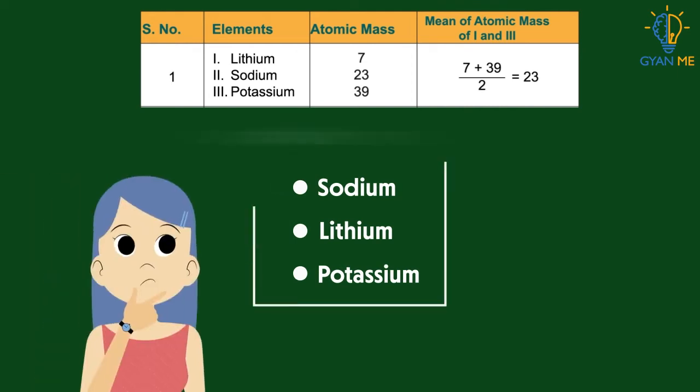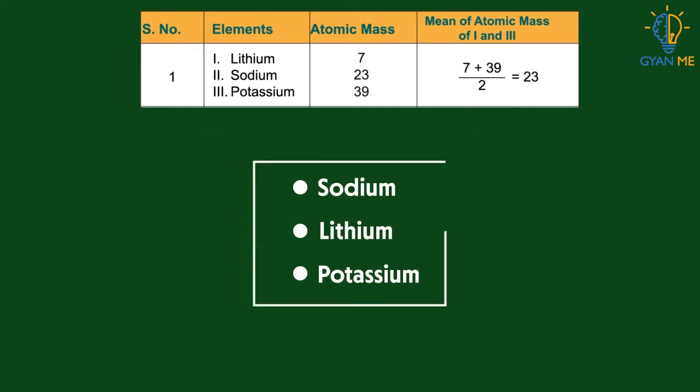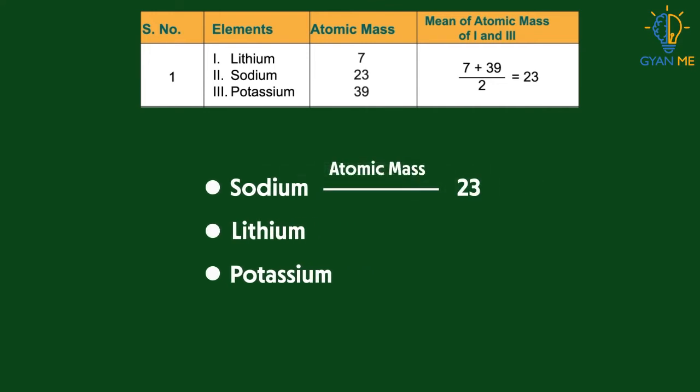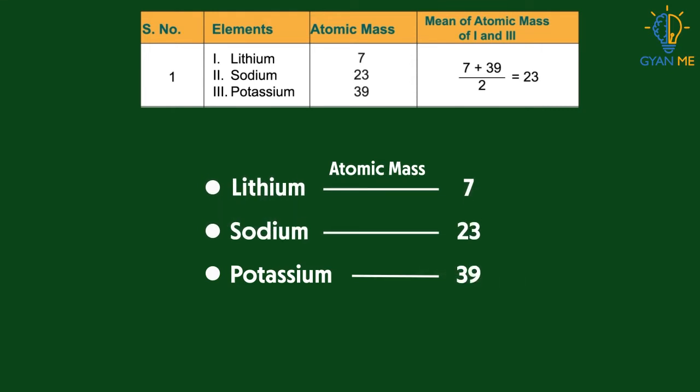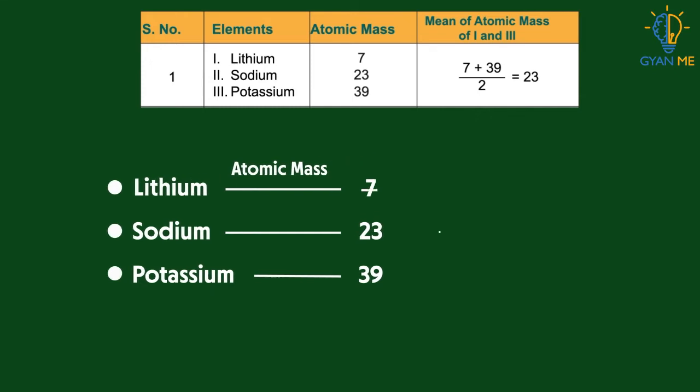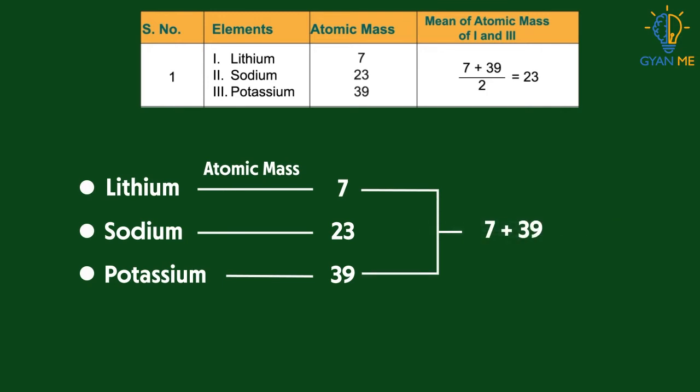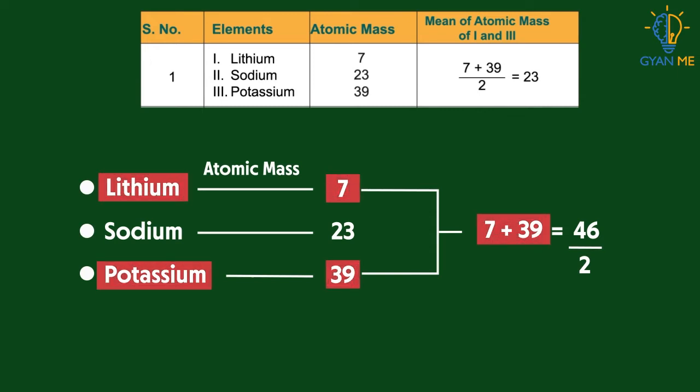Do you remember the atomic masses of these 3 elements? The atomic mass of sodium is 23, that of lithium is 7 and potassium is 39. Arrange them in ascending order and we will get lithium, sodium and potassium with their masses like this. Now add the masses of potassium and lithium atoms. We get 46. Now to take an average, we need to divide it by 2 as we want the average of 2 atoms. On doing that, we get 23, which is the atomic mass of the middle element, sodium.